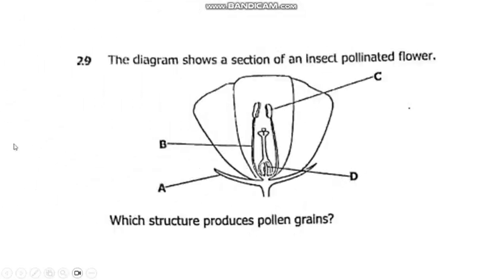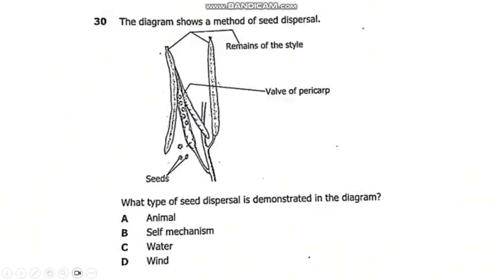So we now move on to question 29. The diagram shows a section of an insect pollinated flower. Which structure produces pollen grains? So the structure that produces pollen grains is the anther, which is labeled what? So we now move on to our question 30.